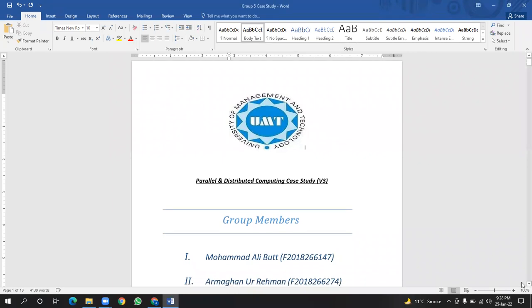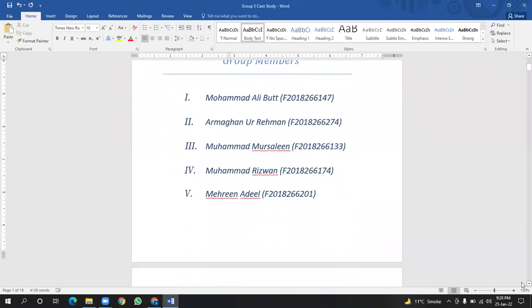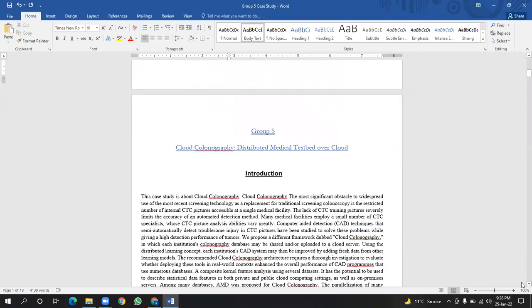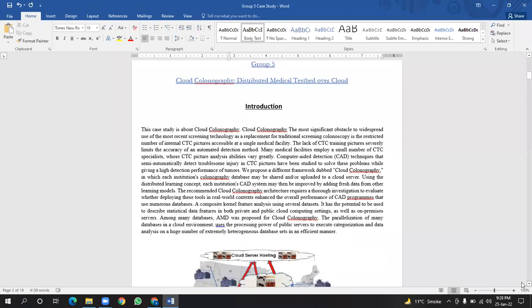So our topic is cloud colonography, distributed medical test over cloud. So first we have the introduction. This case study is about cloud colonography.